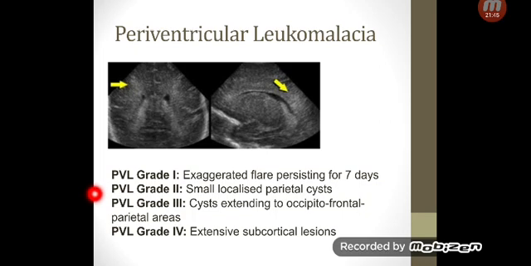And then if it starts showing small localized cysts on the parietal lobes, then it's PVL grade 2. If the cysts are extending to the occipitofrontal lobes, either from the parietal side here to the frontal here, or from the parietal side here to the occipital lobe here, then this should be classified as grade 3. But if these cysts extend to be subcortical lesions, then this is grade 4. So it's all words here, but we're going to show the pictures and it's going to be more understood there.